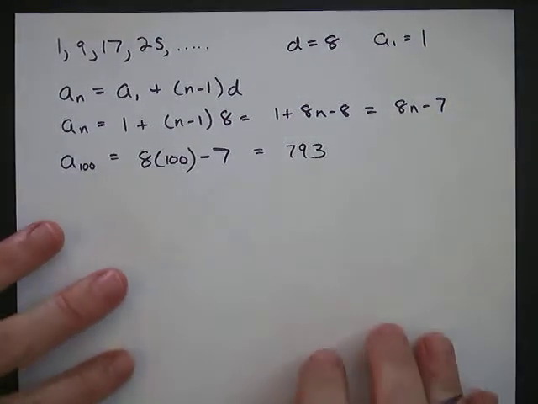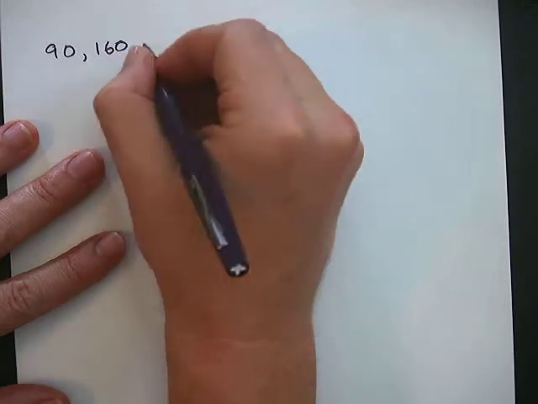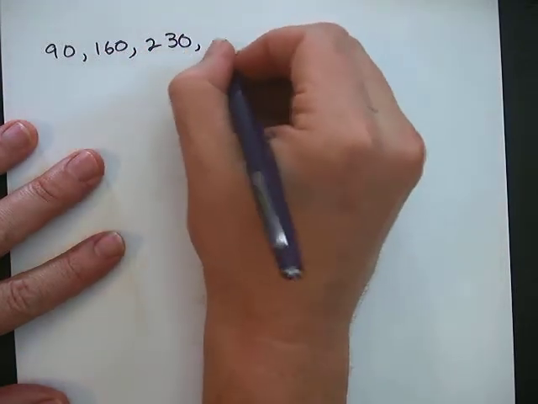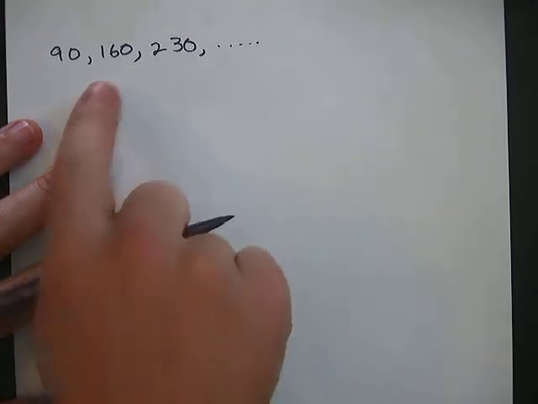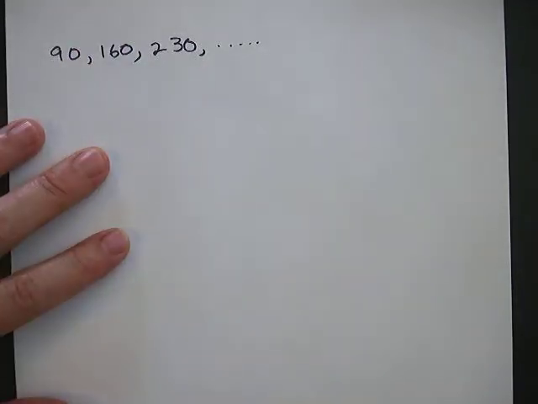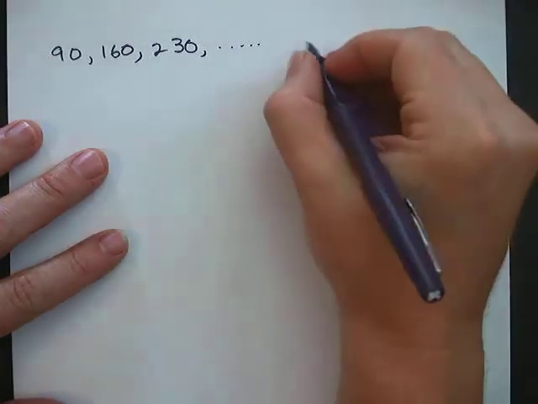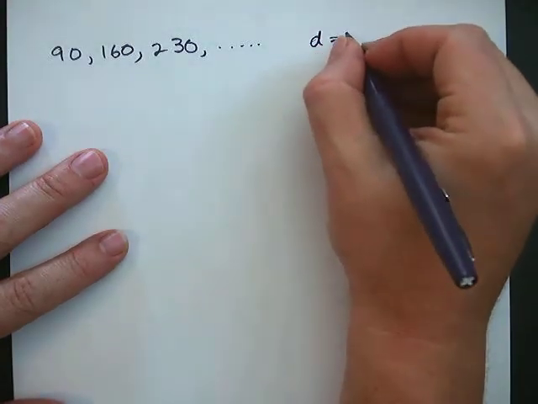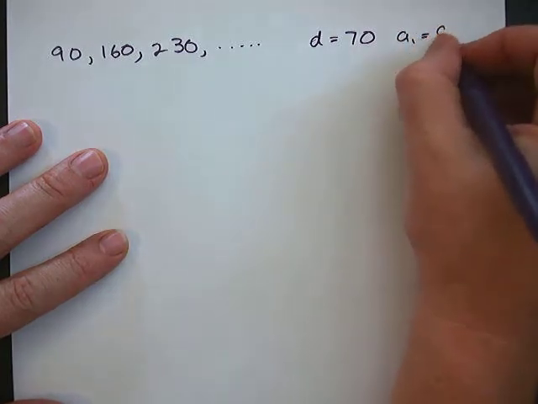Let's move on to the second one. Okay, so on this one we have 90, 160, 230, and so on and so forth. We've already said that this is arithmetic, and we already talked about the difference. We said it was 70, right? Because 160 minus 90 is 70. 230 minus 160 is 70. So we can say that d is equal to 70. We can also say that a sub 1 is equal to 90.